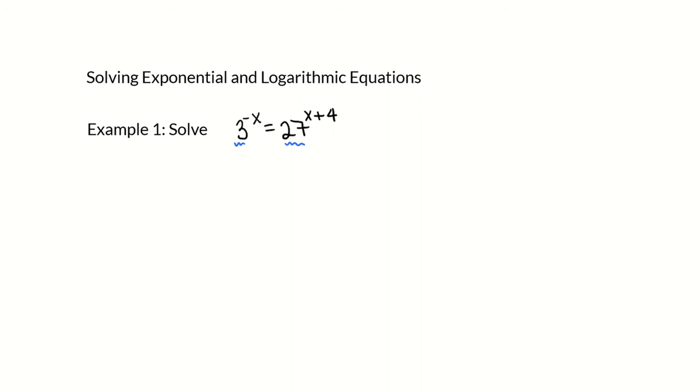So the left side of the equation already has a base of 3, so we can leave it as 3 to the negative x, but the right side we want to rewrite 27 as a base of 3. So we'll write 27 as 3 to the third power instead. So then we would have 3 to the negative x equals 3 to the 3 to the x plus 4 power.